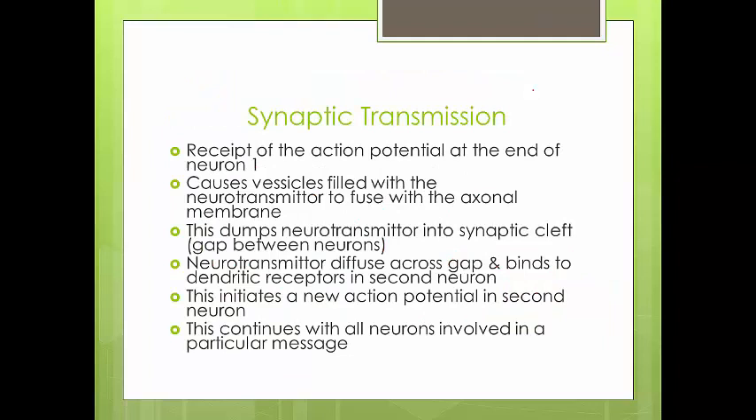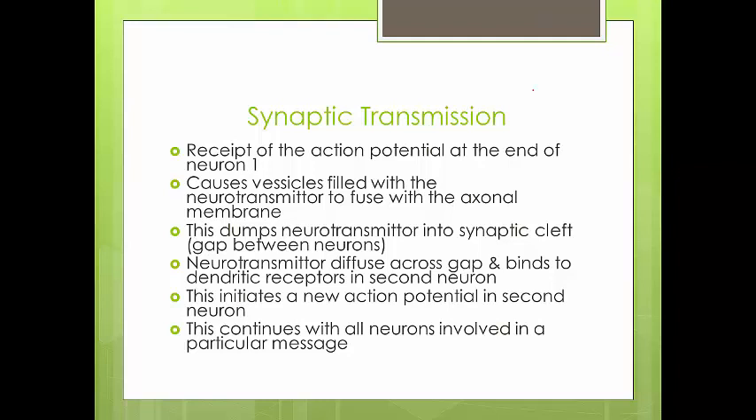So, the phenomenon of releasing neurotransmitter substances that diffuse across the synaptic cleft to then initiate a new neurological message in the next neuron is called synaptic transmission. And this takes place, again, so this is a review, after the action potential in the first neuron reaches the end of neuron 1. It causes those vesicles filled with neurotransmitters to fuse with the axonal membrane, causing the neurotransmitter substances held within the vesicles to get dumped into the synaptic cleft, or the space between the two neurons.